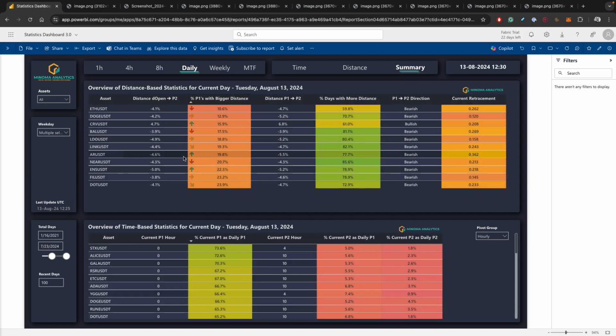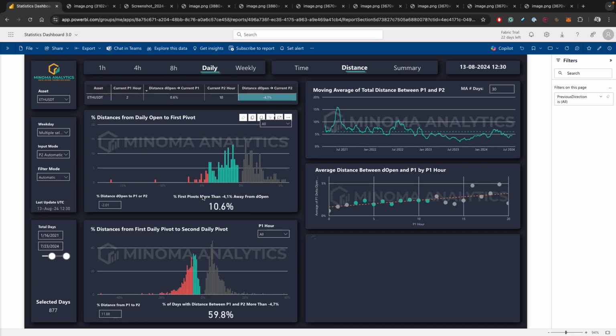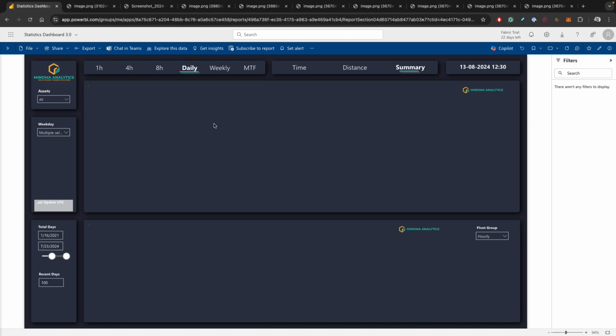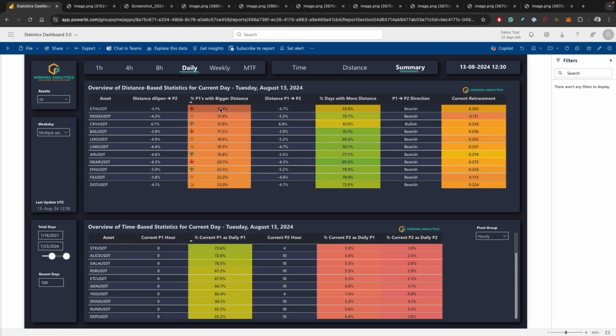But this metric right here is the exact same metric: Percent P1s with bigger distance. So we see here a list with all assets, and what we can see is the current distance of daily open to P2 for these assets and how many days had a P1 with a bigger distance. So this right here is exactly the same metric as this right here. You can see 10.6%, and here in the summary page, 10.6%.